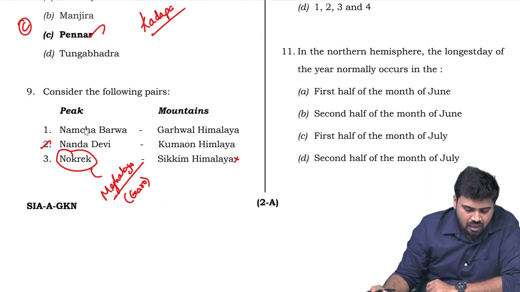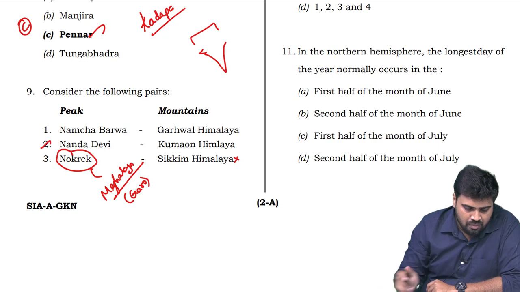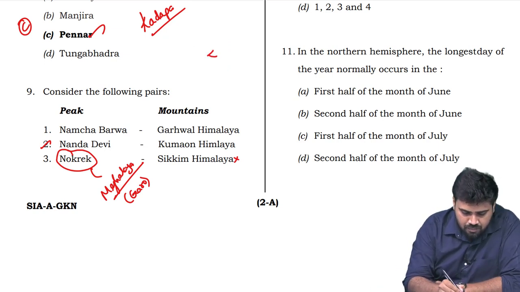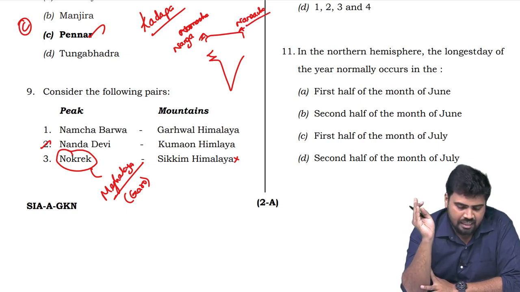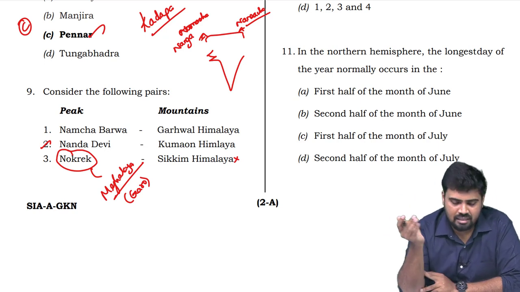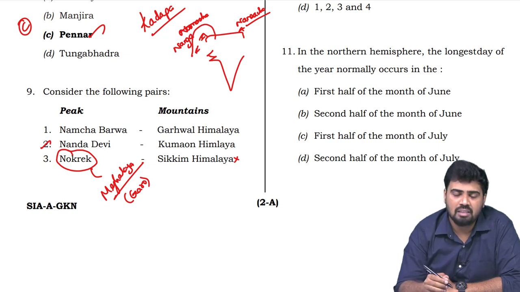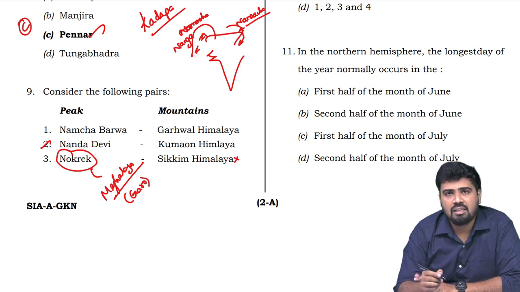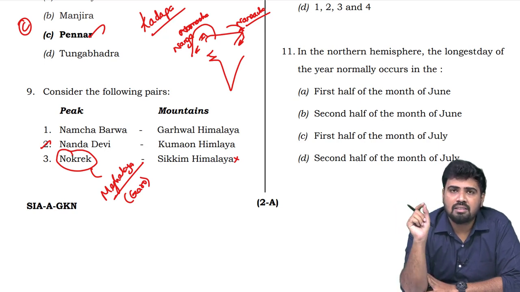So next, Namcha Barwa, Garhwal Himalayas. See, actually we know about the syntaxial bend, correct? So the Himadri terminates at the syntaxial bend. At the two edges, we have two peaks. One is Nanga Parbat and the second is Namcha Barwa. Nanga Parbat is on the western side, Namcha Barwa is on the eastern side. Why is Nanga Parbat very important? The Indus turns into Pakistan near Nanga Parbat, the Indus Gorge. The Brahmaputra turns into India near Namcha Barwa. The Brahmaputra Gorge is at Namcha Barwa. Namcha Barwa is north of Arunachal Pradesh in the Tibetan region.